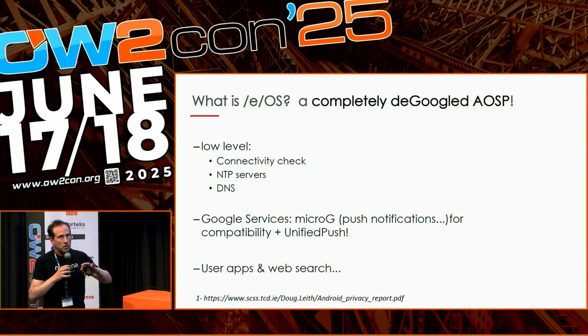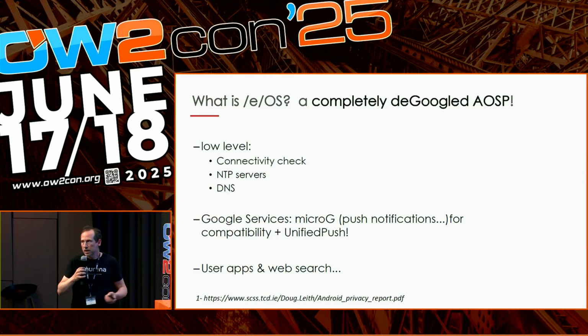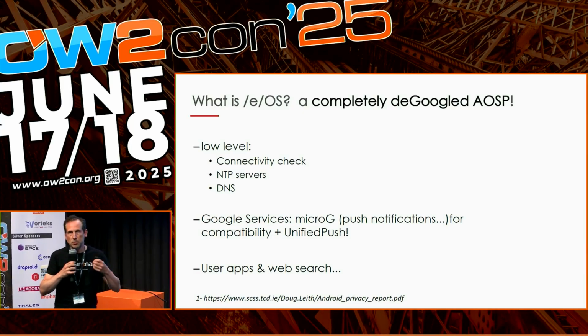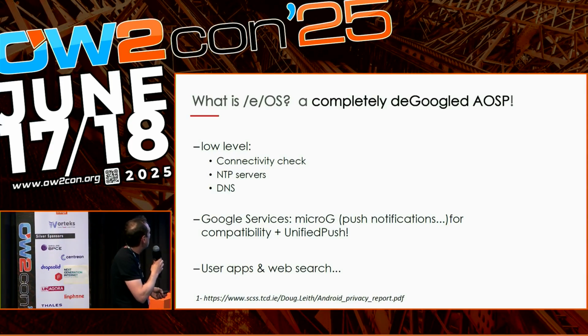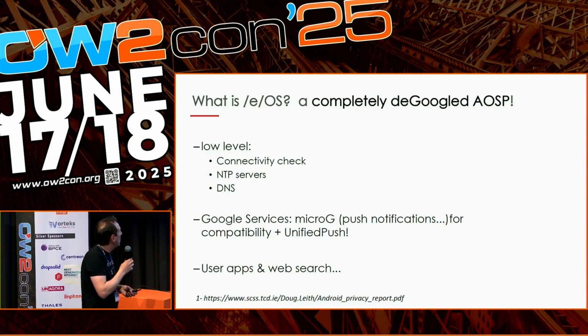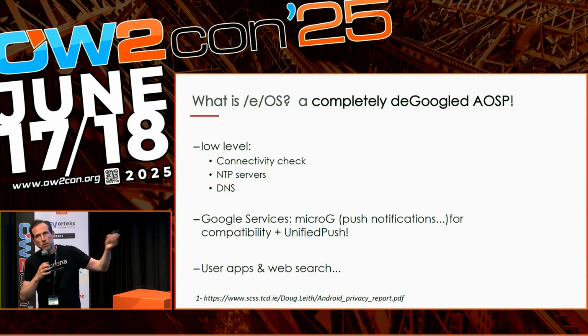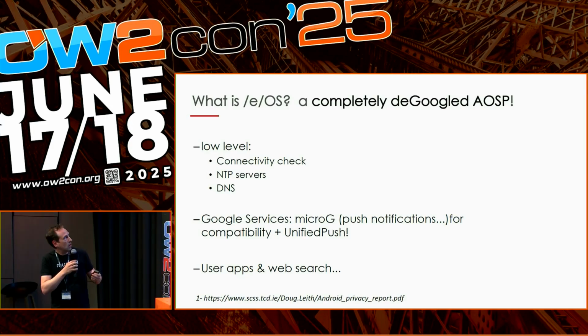And we remove all the features, all the software that already sends some data to Google, even in AOSP. Like the connectivity check: when you start your smartphone, there is a ping to some Google servers. Like the default NTP servers that are used to set the time in the mobile phone, and the default DNS servers. All of those things are already pre-configured to go to Google. So we modify all this. We remove all the Google services and we replace them with open source equivalents.